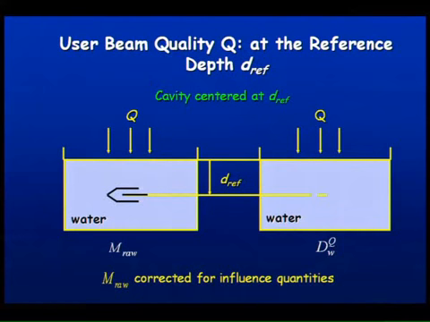What you do is you use that chamber and place it at a reference depth under the reference conditions recommended in the protocol, irradiate it, get a charge reading, M_raw, correct it for the various influence quantities, and you obtain a dose at a point when the chamber is removed.